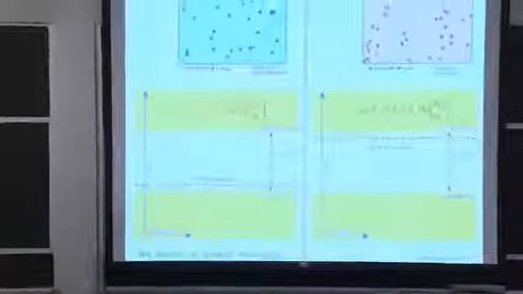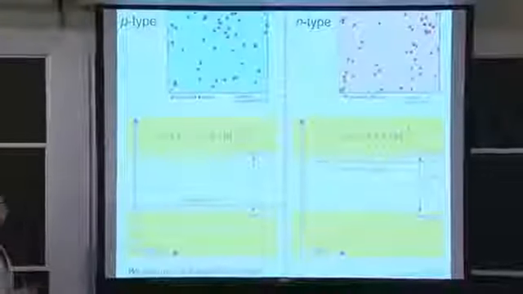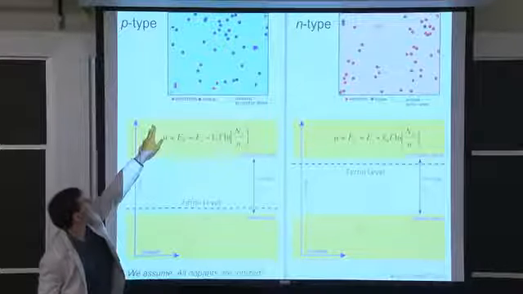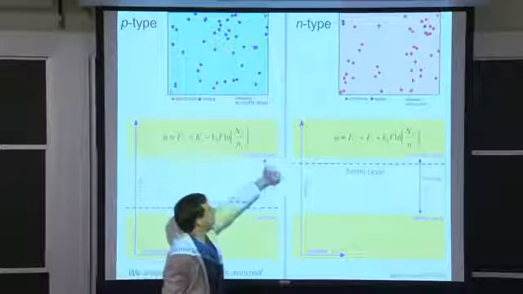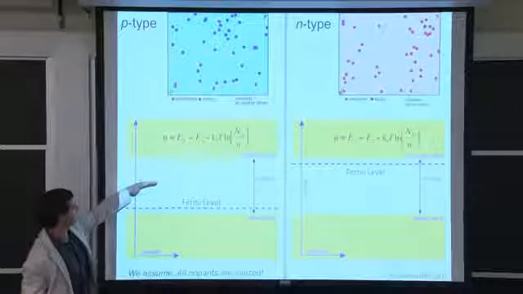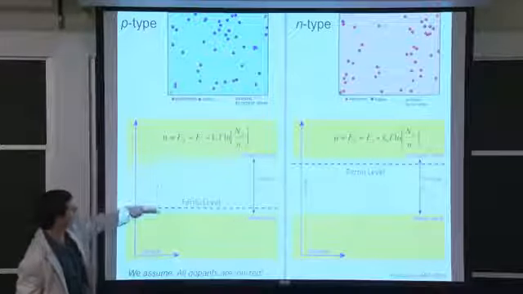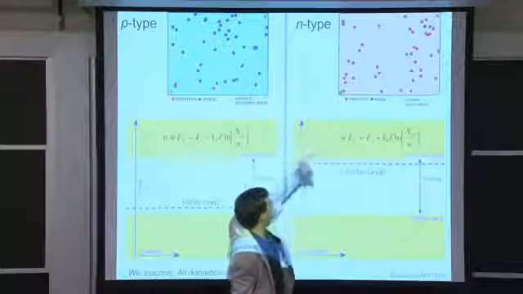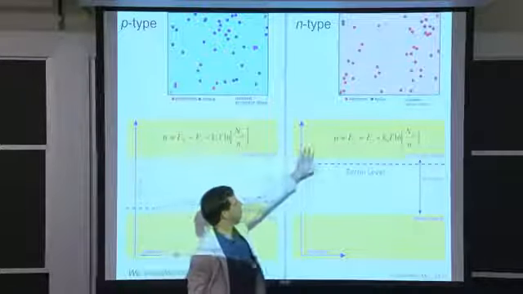So let's look first off at what happens to our Fermi level when we dope our material, when we intentionally add, in this case, boron atoms to make it p-type or phosphorus atoms to make the material n-type. What happens? Well, we end up shifting our Fermi level toward the valence band or toward the conduction band by the addition of holes or electrons.